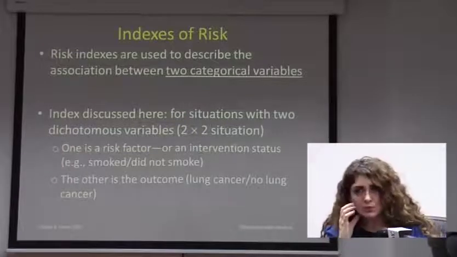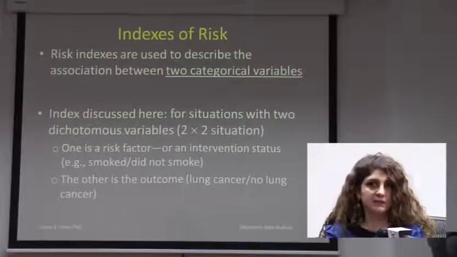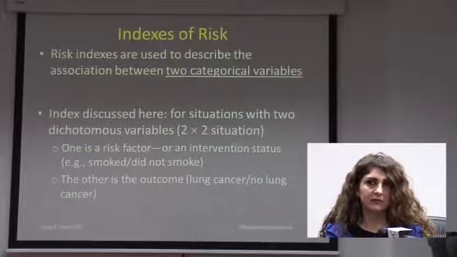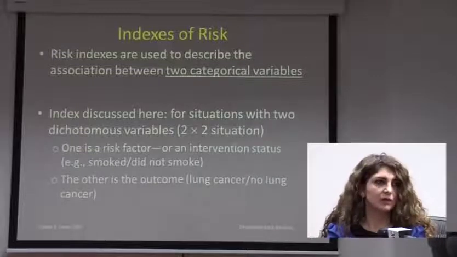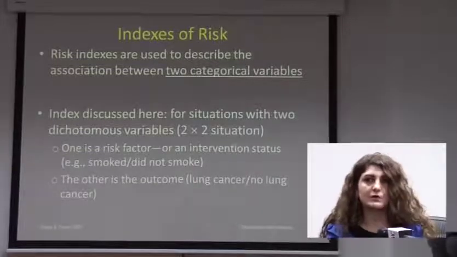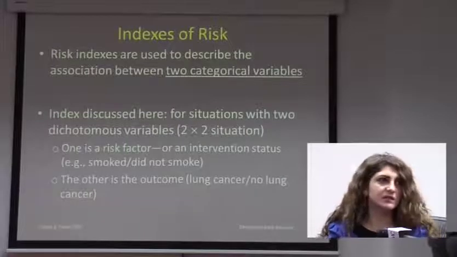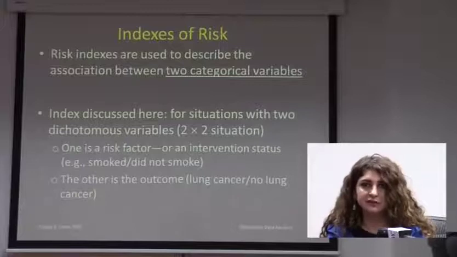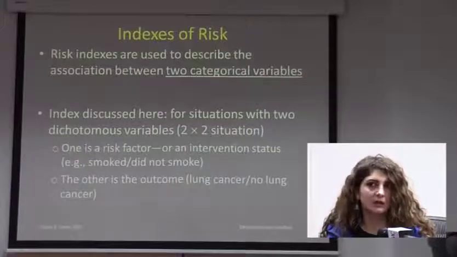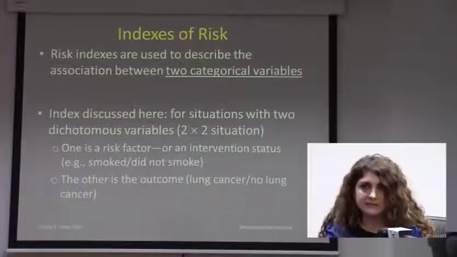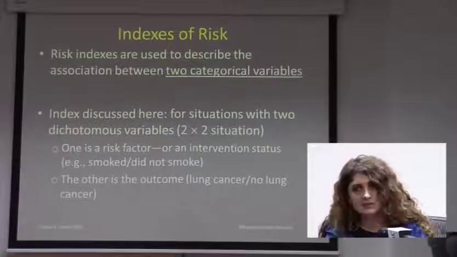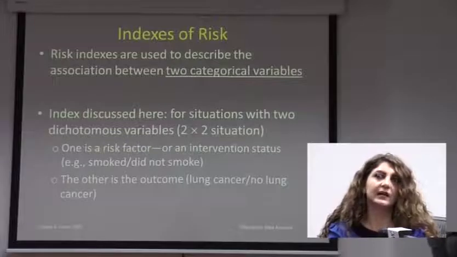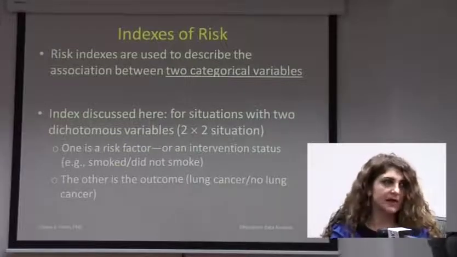In the situations when we compute indexes of risk, one of our two variables is a risk factor or an intervention. So intervention versus control, or exposed versus non-exposed. This will be one of my variables. And the second variable of interest will be my outcome, which is, I have the disease or I don't have the disease. So these are the typical variables of interest when we talk about indexes of risk: the risk and the outcome.